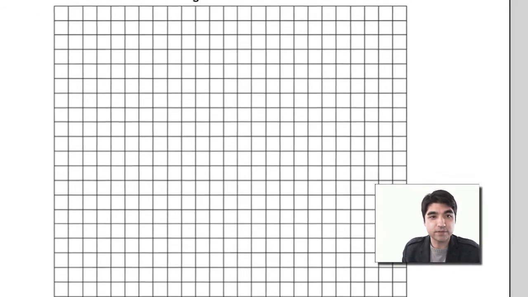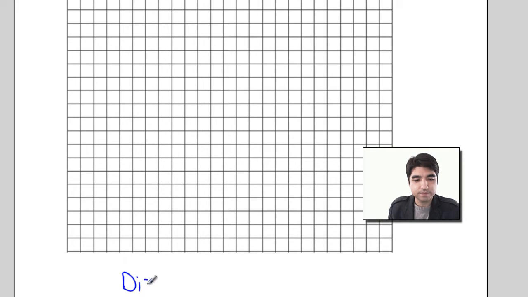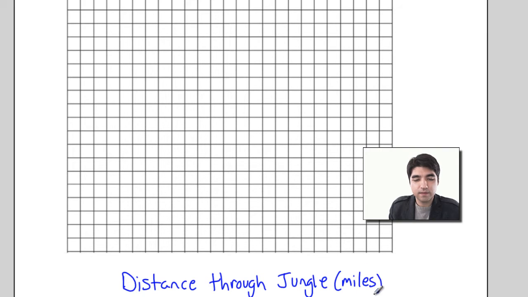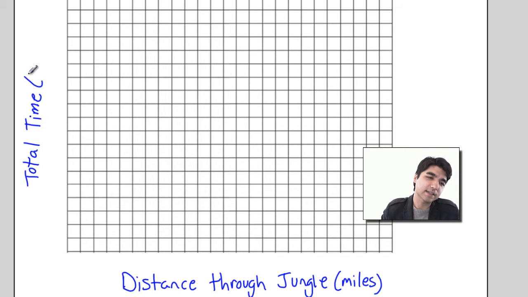So distance traveled through the jungle, and this is in miles, and this is versus total time. What I mean by that is time traveled through the jungle and time traveled on the road, all put together. So this is in hours, I believe.